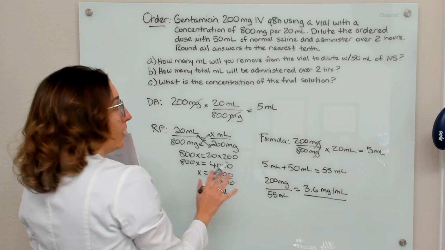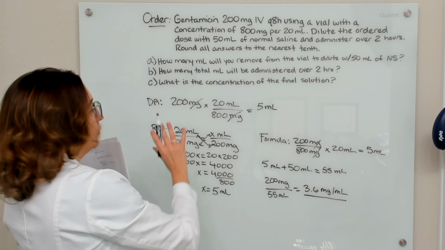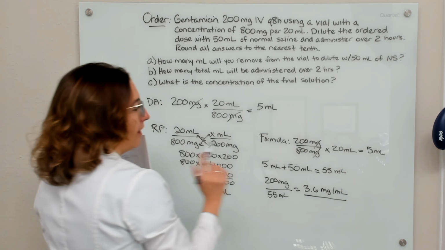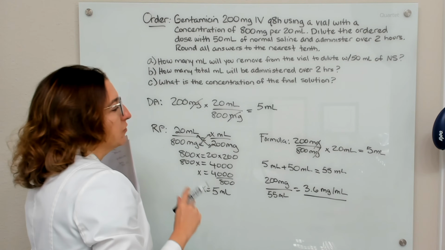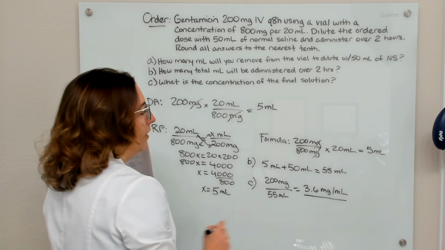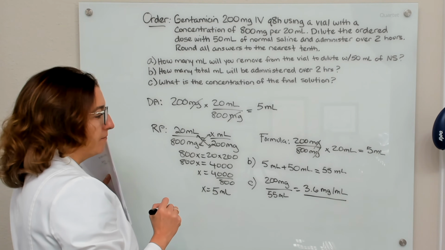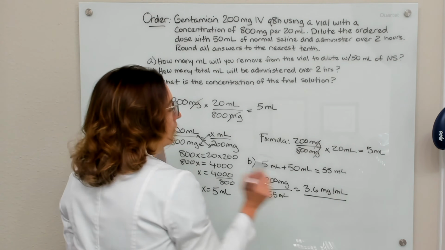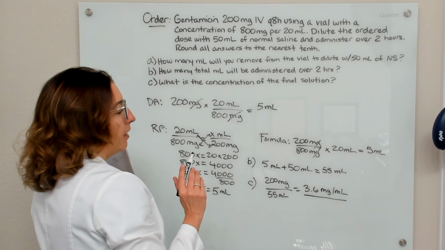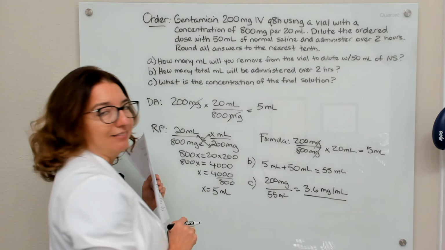So just double checking all our rounding, we ended up with 5 ml for part A, which is rounded already. And then we ended up with 55 milliliters for part B, that's rounded. And for part C, we have it rounded to the nearest tenth. So we're good to go there. So this is the final concentration of the solution that we're going to give the patient after dilution.